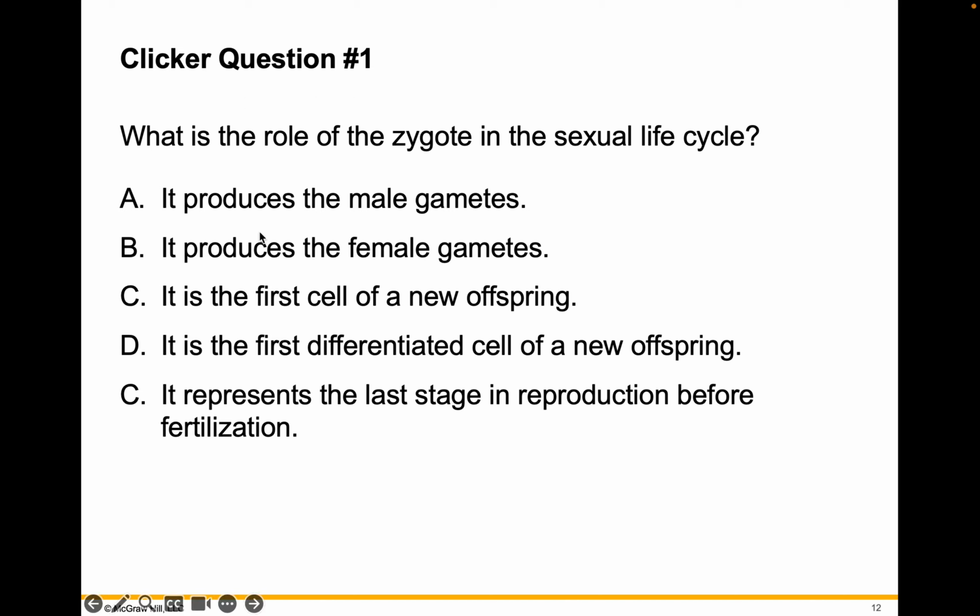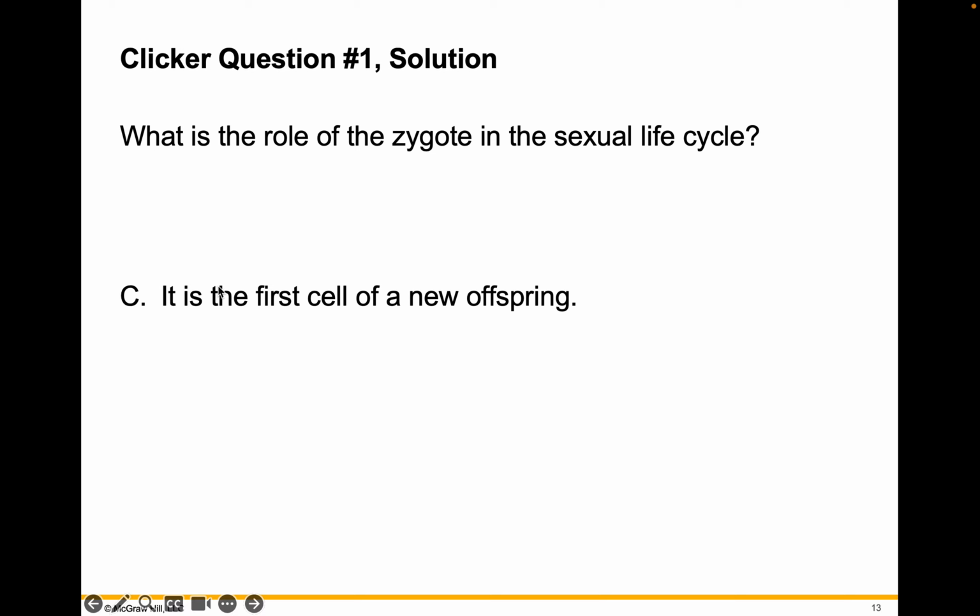All right, let's start here with a comprehension check question. So what's the role of the zygote in the sexual life cycle? Does it produce gametes? Is it the first cell of a new offspring? Is it the first differentiated cell of a new offspring? Or it represents the last stage in reproduction before fertilization? A zygote is the first cell of a new offspring. It's a fertilized egg, an egg that's been united with a sperm.